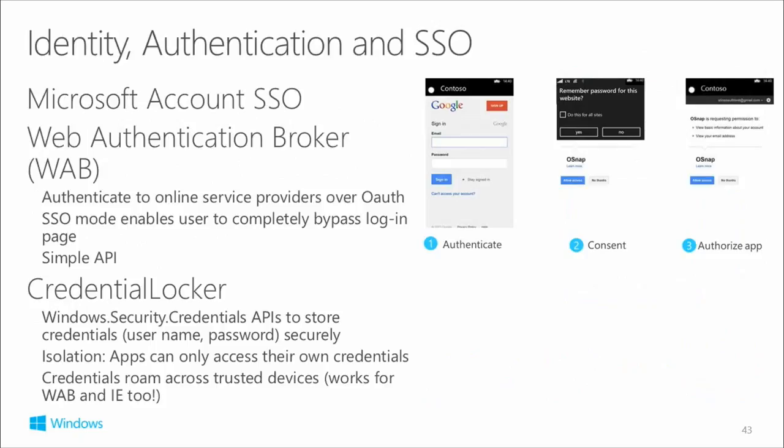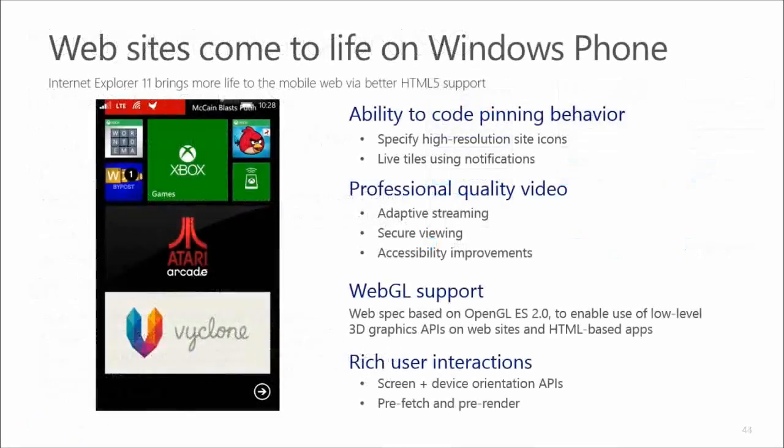Coupled with that, we've got great new stuff for identity and authentication and single sign-on. The web authentication broker encapsulates all the complicated stuff of doing OAuth authentication against social providers. And we've got credential locker for secure storage.